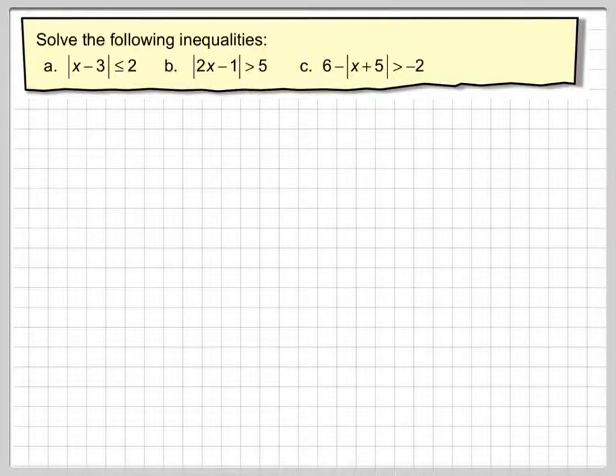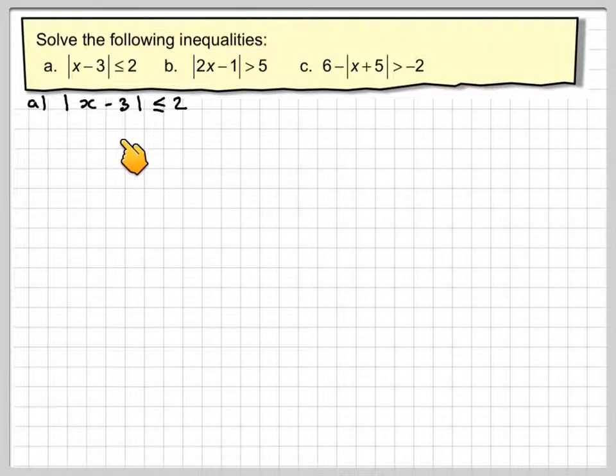Solve the following inequalities. A: the absolute value of x minus 3 is less than or equal to 2. B: the absolute value of 2x minus 1 is greater than 5. And then C: 6 minus the absolute value of x plus 5 is greater than minus 2. We're going to use two methods, an algebraic method and a graphical method for each one.